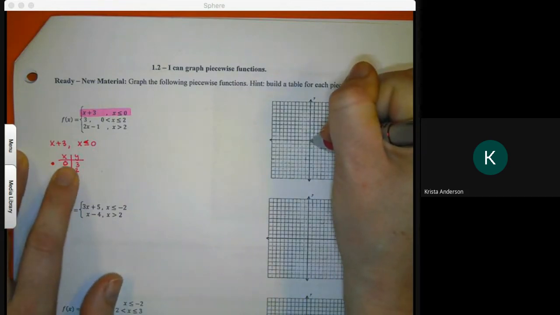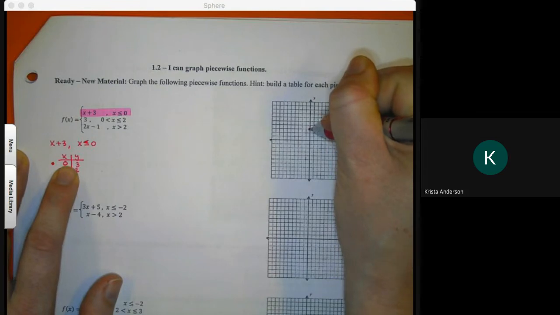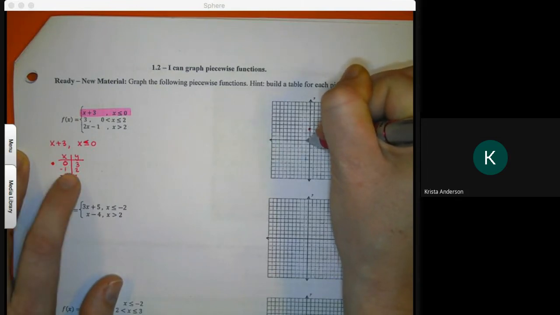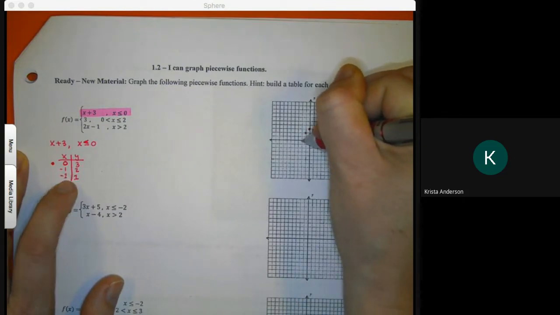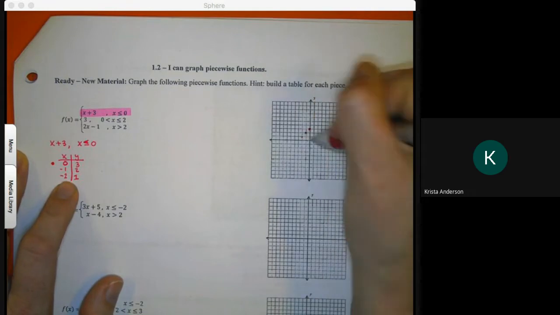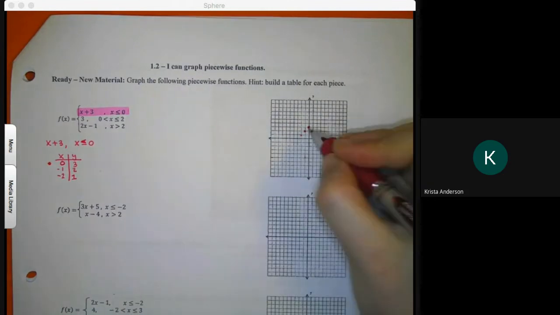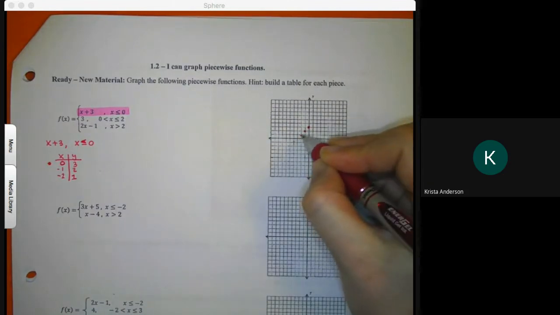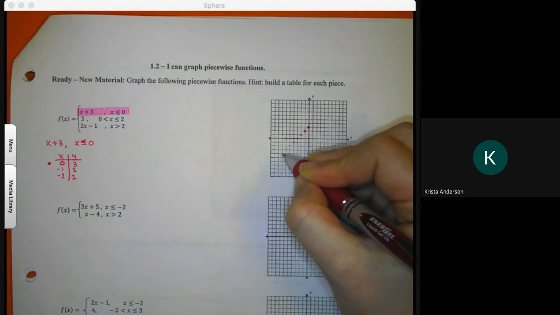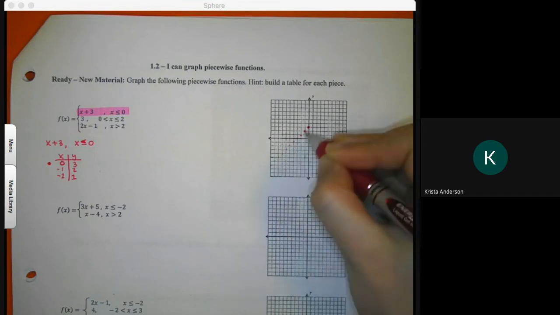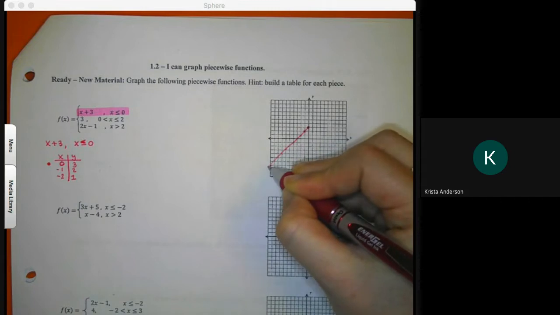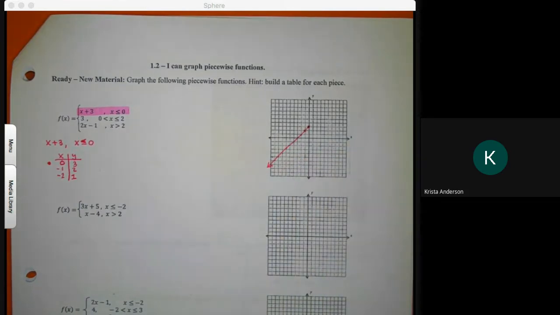0 is up 3. I click and make sure it's a closed dot. -1 is up 2. -2 is up 1. What shape is that making? Straight line. Yeah, it's making a line. I'm just going to fill in my dots to help fill the pattern. There's one piece checked off. Done.